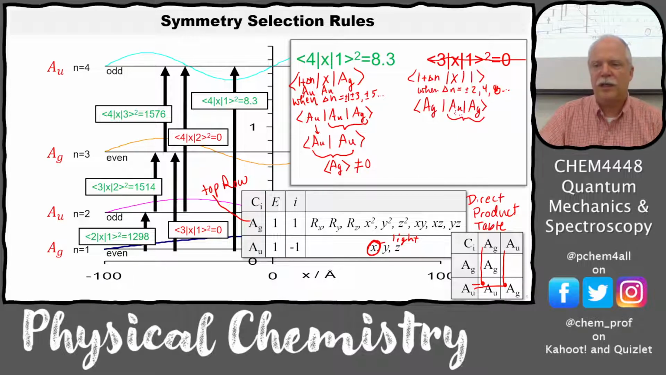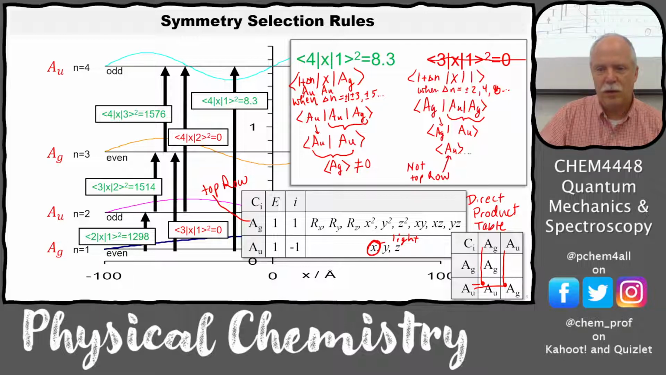So I can look at this integral, and I can do the symmetries, these direct products. So AU times AG is AU. I bring this one down. AG times AU is AU. And so that's an integral over all space of a function that's not the top row. So not top row. So this one is equal to 0.